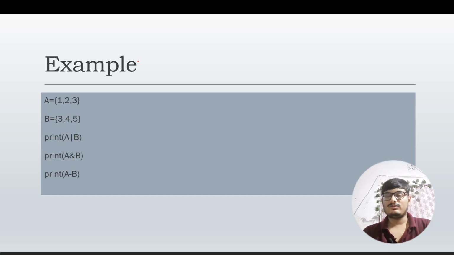Okay, when we do A and B, which is A intersection B, it will print us 3 only. Why? Because 3 is present in both of them. When we do A minus B, it will print 1 and 2 only. Why? Because 3 is common to both of them, so 3 will not be printed.